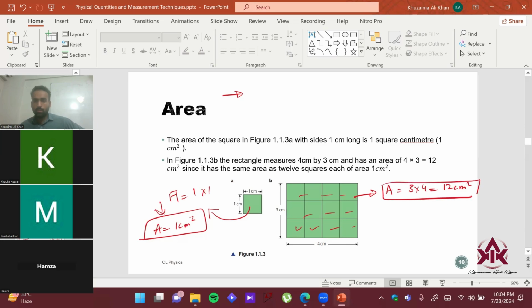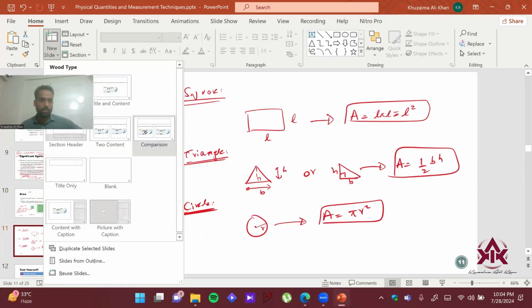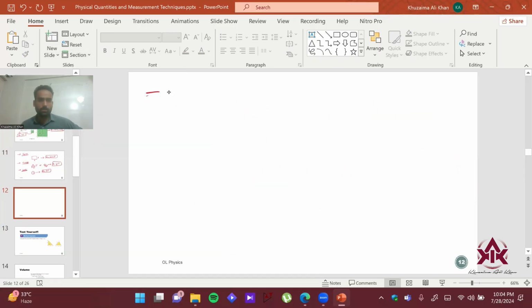Now, how do you convert from centimeter square to meter square? That's the question over here, right? So how do you convert from centimeter square to meter square? इसको देख लेते हैं बैठ के हम लोग. You want to go from centimeter square to meter square.